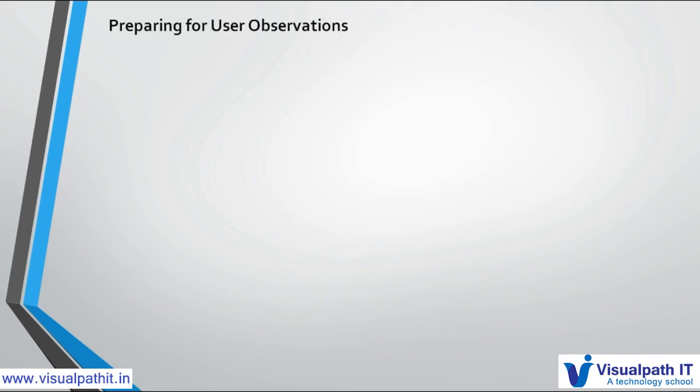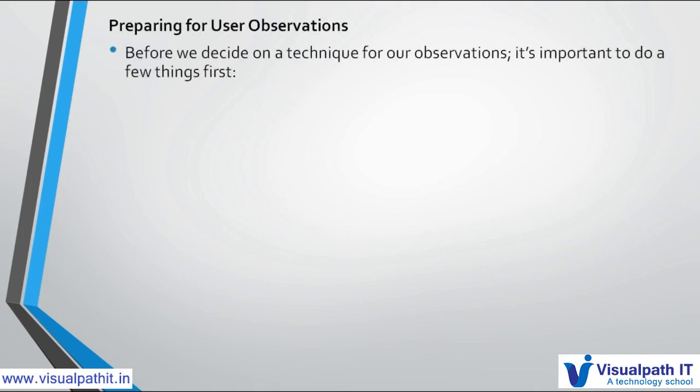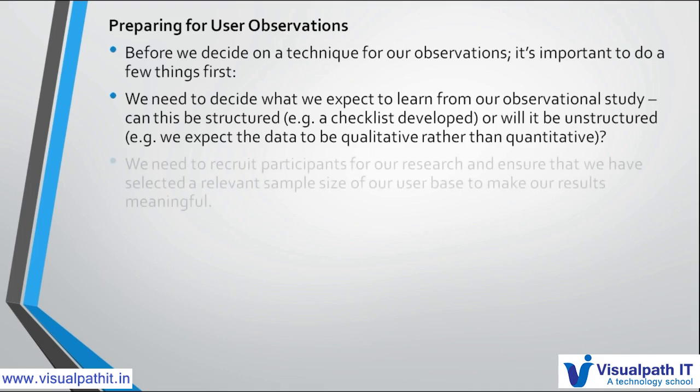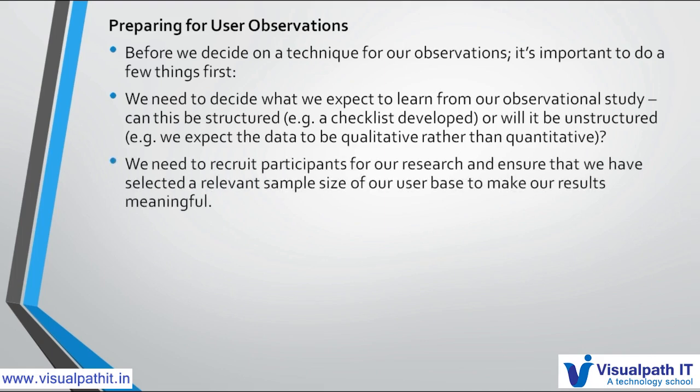Preparing for user observation. Before we decide on a technique for our observations, it's important to do a few things first. We need to decide what we expect to learn from our observational study. Can this be structured, for example, a checklist developed, or will it be unstructured? For example, we expect the data to be qualitative rather than quantitative. We need to recruit participants for our research and ensure that we have selected a relevant sample size of our user base to make our results meaningful.